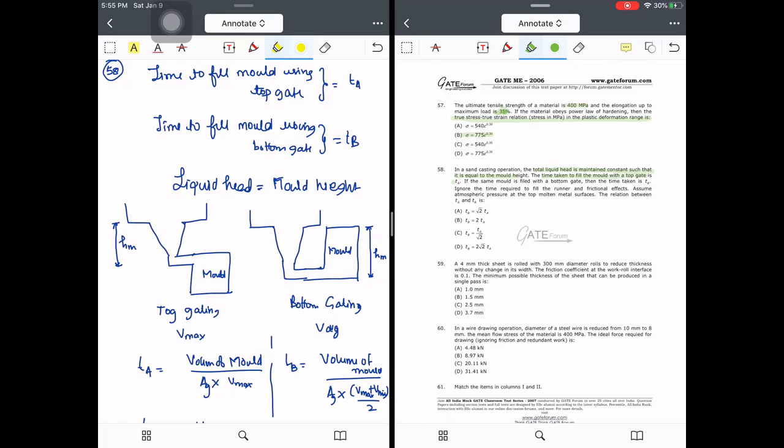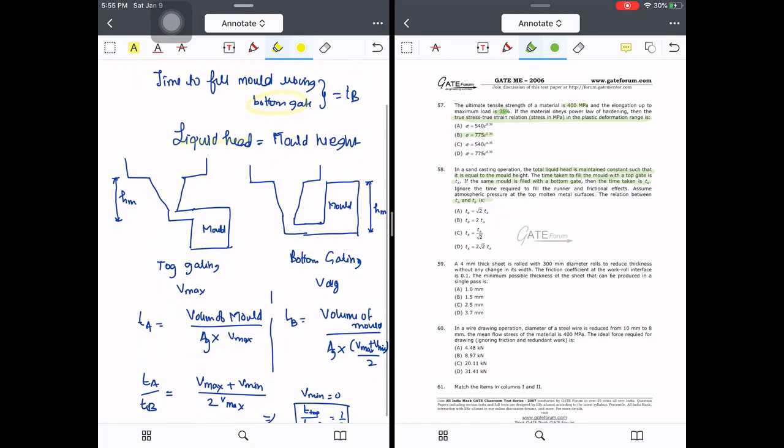Now question number 58. In sand casting operation, the total liquid head is maintained constant such that it is equal to the mold height. The time taken to fill the mold with the top gate is TA. If the same mold is filled with the bottom gate, then the time taken is TB. Ignore the time required to fill the runner and frictional effects. Assume atmospheric pressure at the top of the molten surface. The relation between TA and TB is.